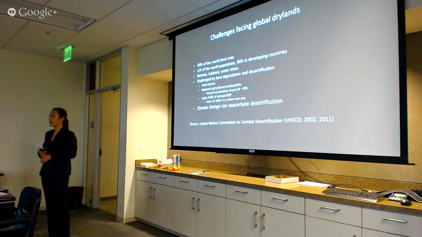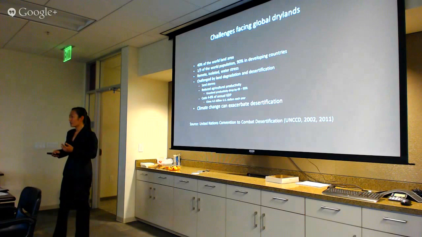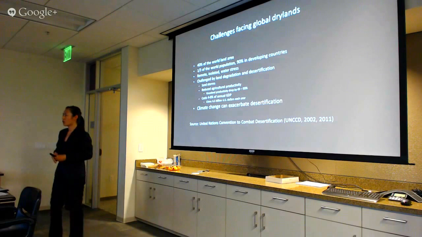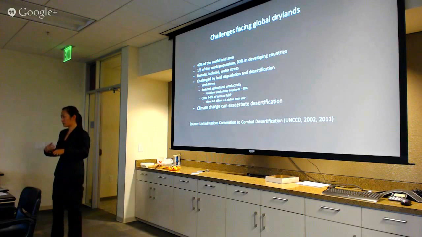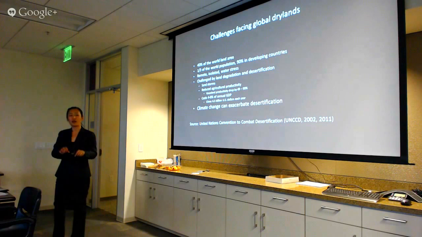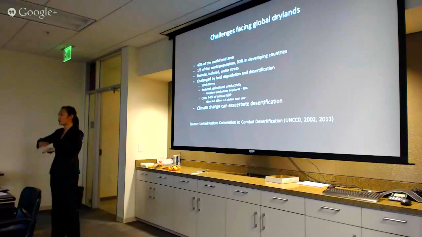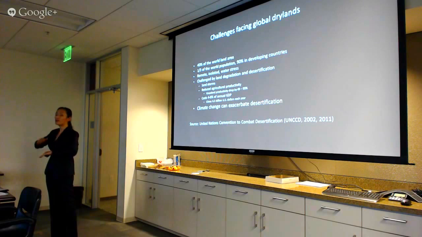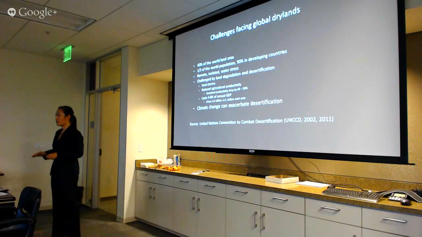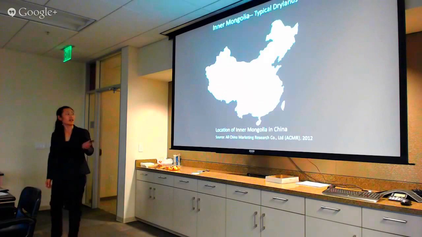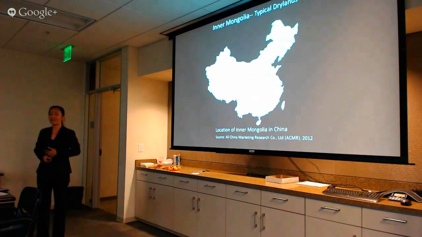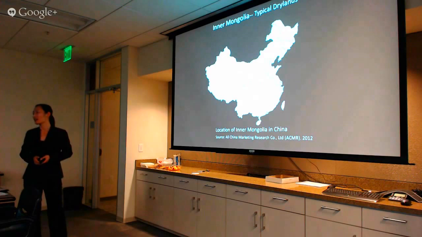ENSO events, in case you don't know, for example in some of those deserts in Australia, during the La Nina phase there will be a lot of precipitation. And then, because of the precipitation, the fuel load, which means dry plant materials, will accumulate to a very large amount. Then during the El Nino state, a strong wildfire could happen and just wipe out the whole area, which leads to even more serious desertification. So for my research, because I'm from China, I chose one specific dryland area in China as my research area.